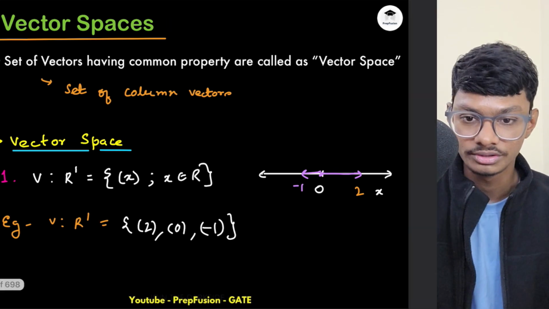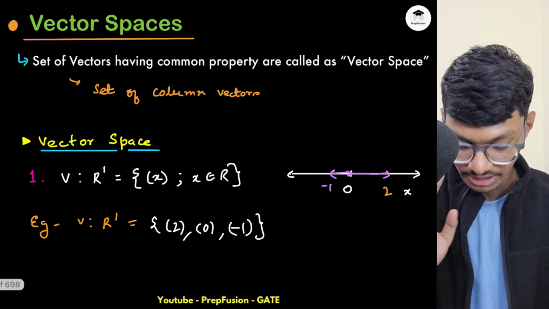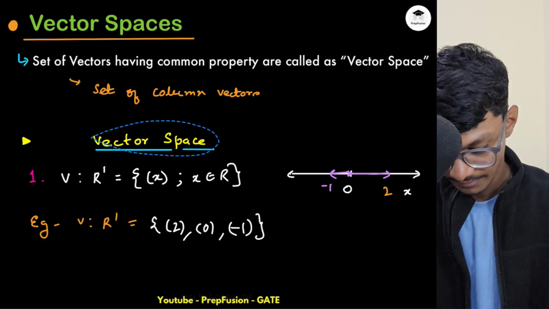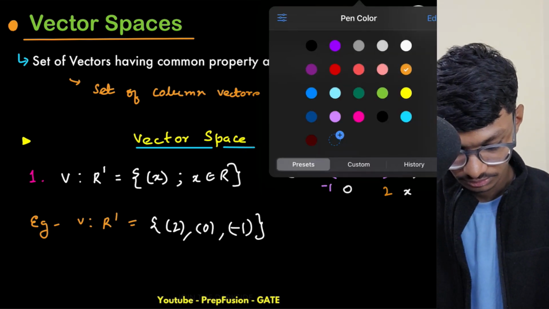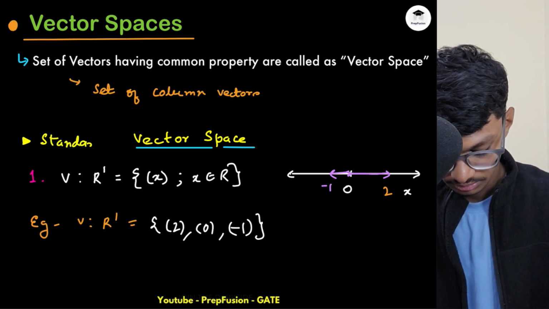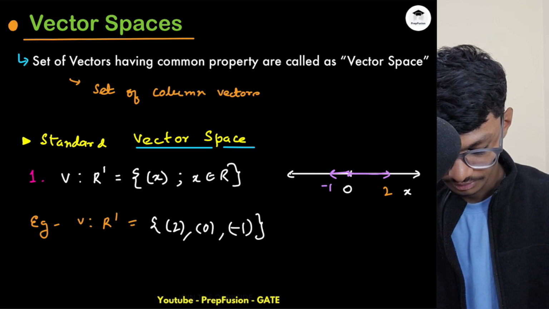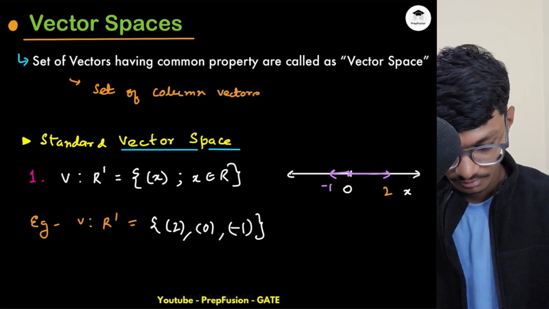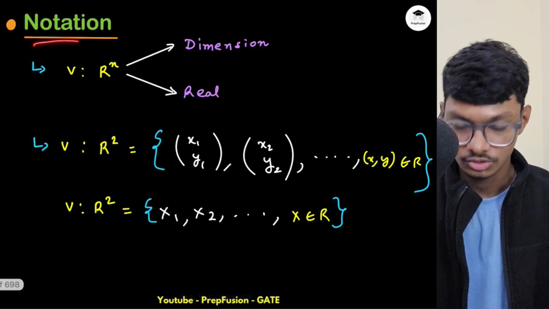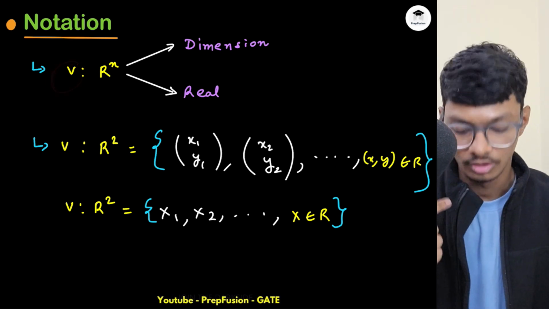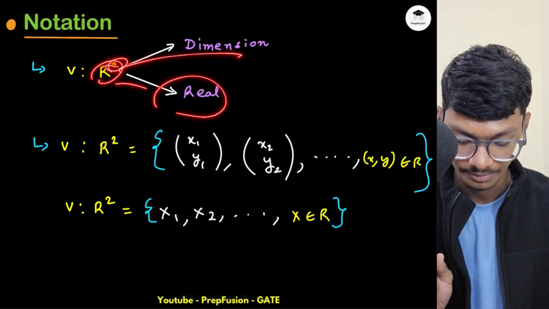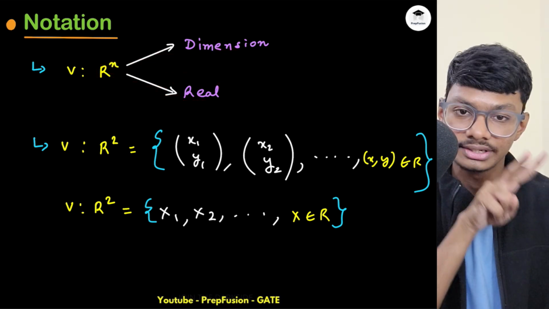So this is how you denote this. So basically let's learn about the standard notation. These are a few standard vector spaces. What is the notation over here? The notation is basically v belongs to this vector space R raised to power n, where n represents the dimension, and R represents that it has all real elements inside it.